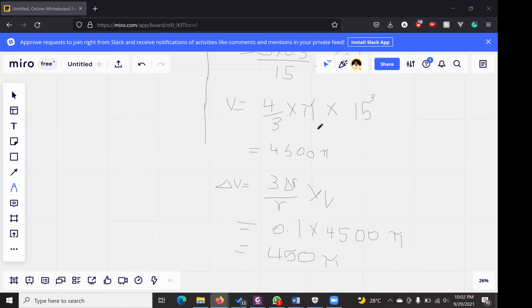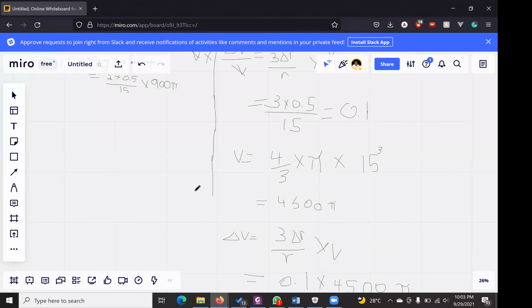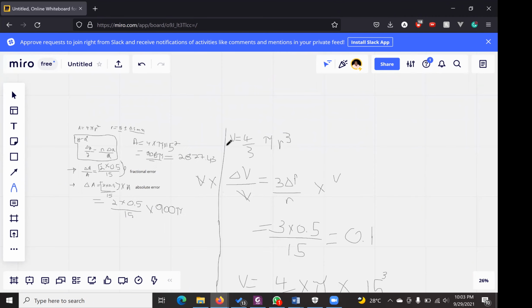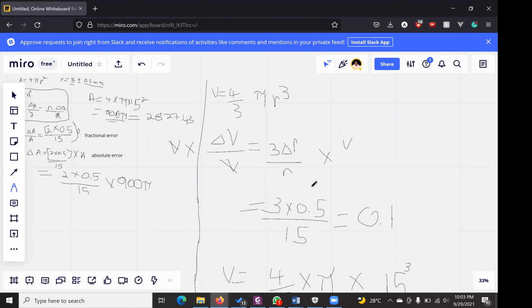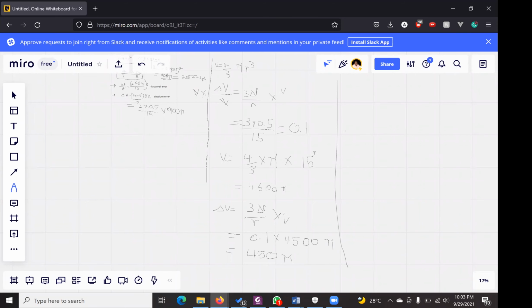Delta V equals 3 delta R over R times V. So what we did was that we multiplied both sides by V right here. Or rework these to ensure that you have the correct values.